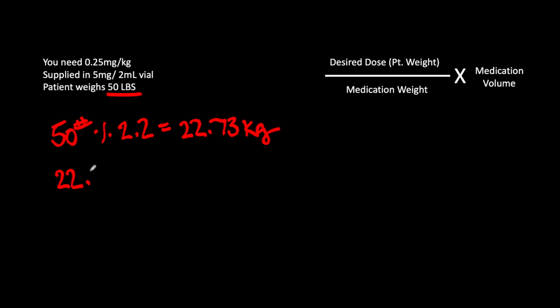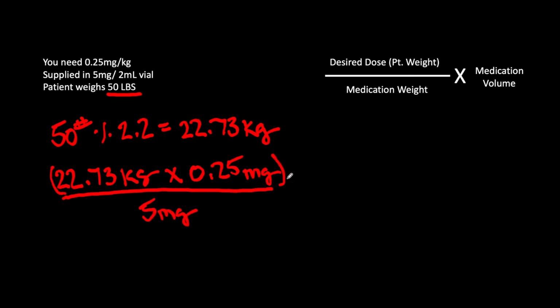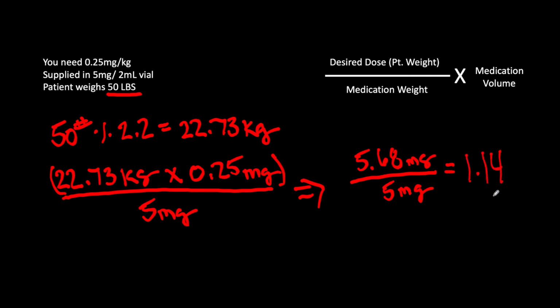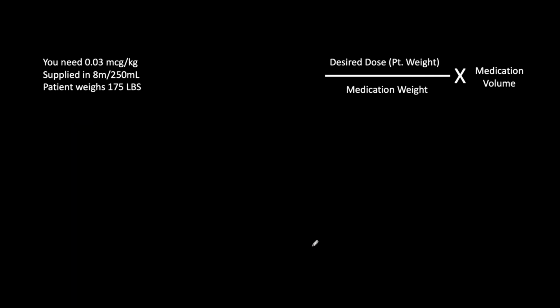We're going to multiply 22.73 kilograms by 0.25 milligrams from our desired dose, and we're going to divide that by our medication weight, which is 5 milligrams. This is going to give us 5.68 over 5 milligrams. We'll divide that, it'll give us 1.14, and we'll multiply this by our medication volume, which is 2 milliliters, and this will give us 2.3 milliliters as our amount to give our patient. So here's our third example. Our desired dose is 0.03 micrograms per kilogram. It's going to be supplied in an 8 milligram in 250 mLs, and our patient weighs 175 pounds.